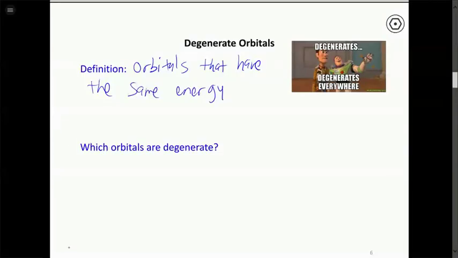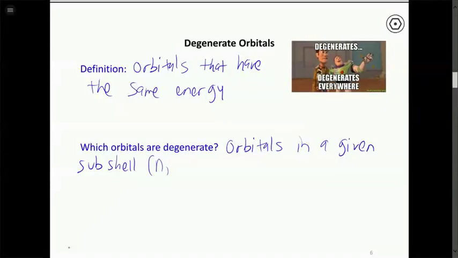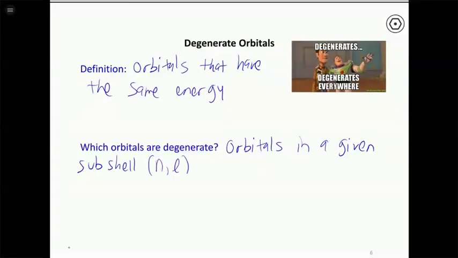And which ones are degenerate, it's fairly easy to tell. All the orbitals in a given subshell are going to be degenerate. We already talked about this last time. When you have a multi-electron atom, the energy of the orbital is determined only by the values of n and l. It's not determined by the third quantum number m sub l or by m sub s either. So any orbital in a given subshell with the same n value and the same l value is going to have the same energy, or be degenerate with each other.